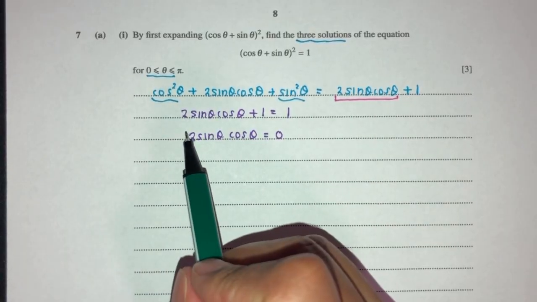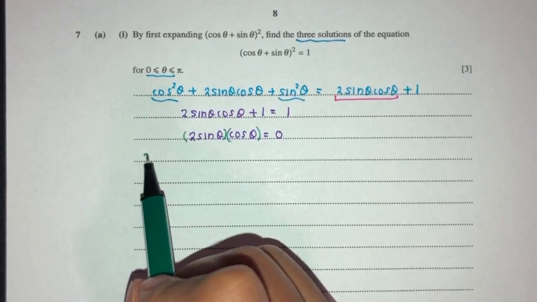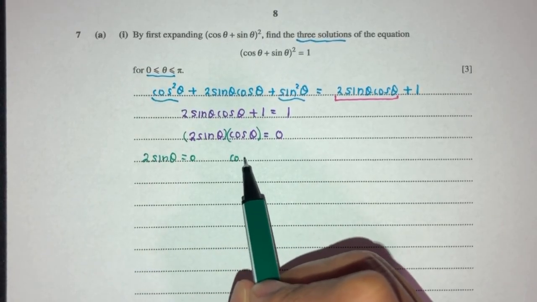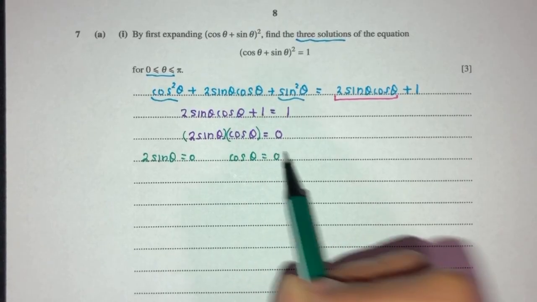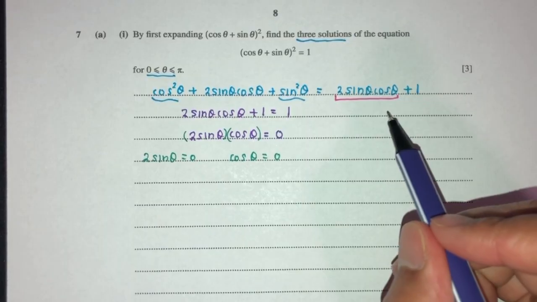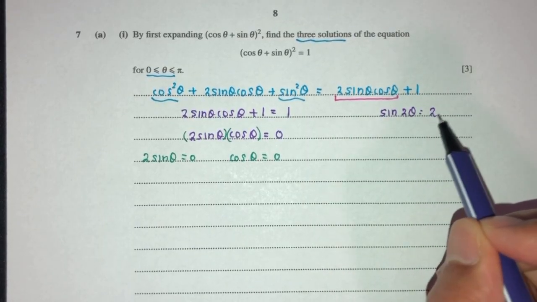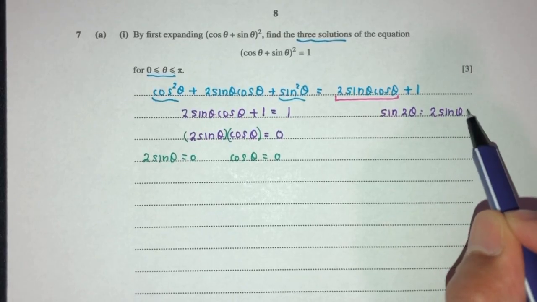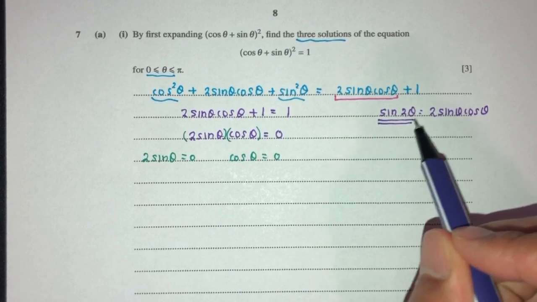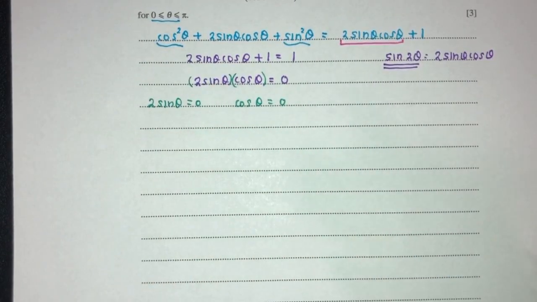Now the thing is, this is factorized already for you, so we can just solve one by one. So first thing, we have 2 sine of theta is 0, and cos of theta will be 0 for the other solution. Now if you want to, what is this thing? This is what we should know. Sine 2 theta is equal to 2 sine theta and cos theta. So you can always change this to this as well. It's up to you. You can do that if you want to. Now we can solve this one by one.